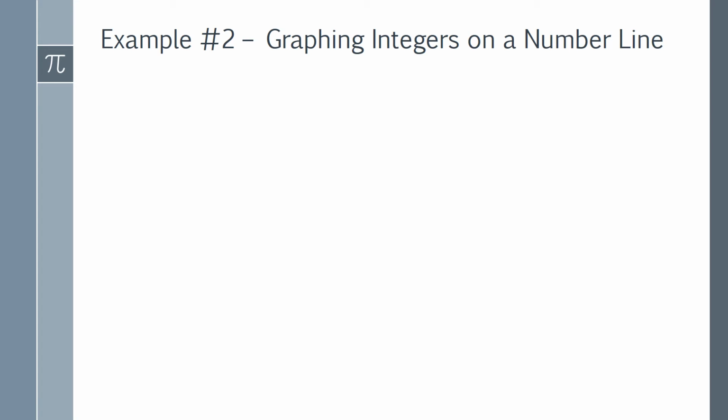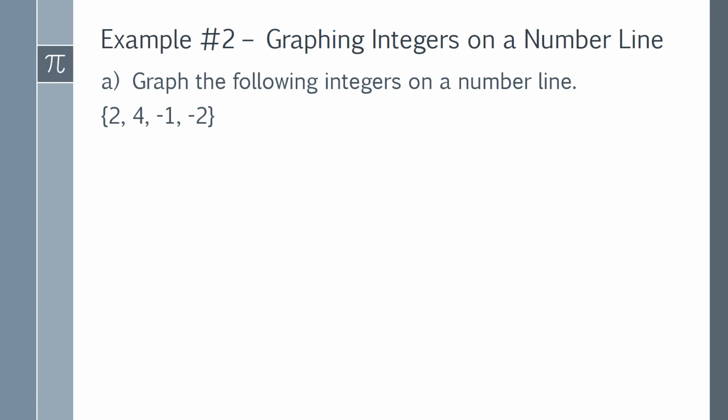For example number 2, we will be graphing integers on a number line. Part A. Graph the following integers on a number line: 2, 4, negative 1, and negative 2. We'll start by drawing a number line, and we'll go from negative 4 on the left to 4 on the right. Start by placing 2 spaces to the right of 0. Then you can graph 4 spaces to the right of 0. Negative 1 will be 1 space to the left of 0, and negative 2 will be 2 spaces to the left of 0.